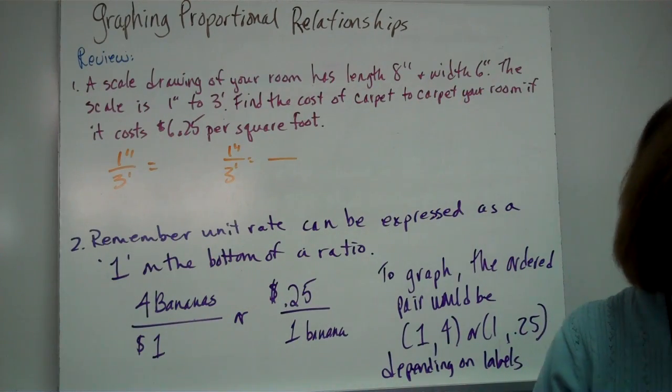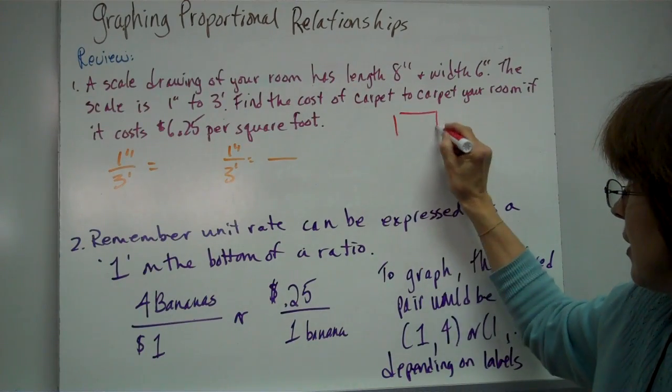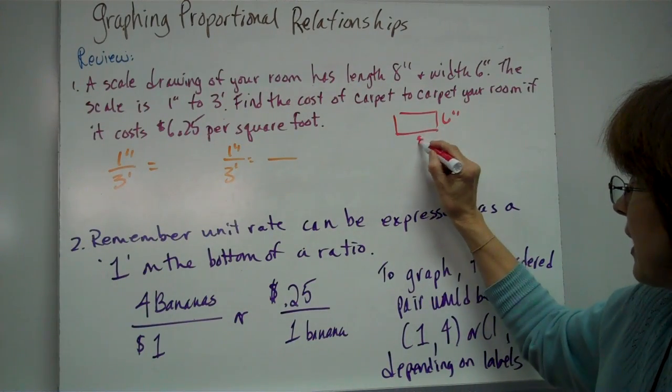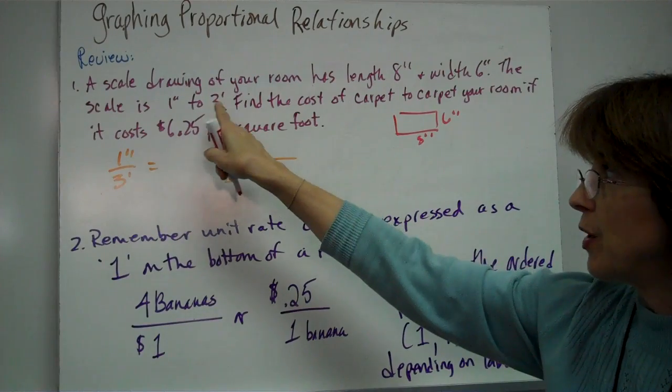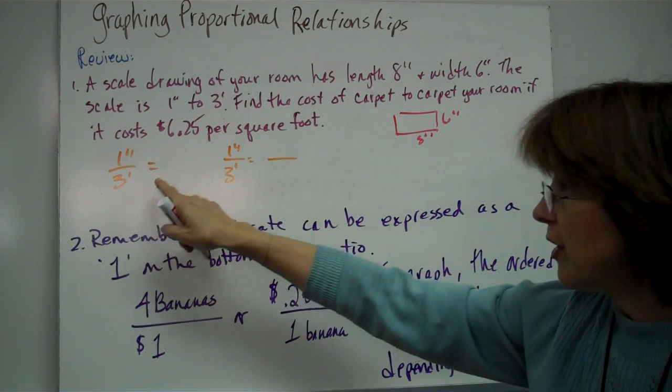So the first thing when you read something like this, you probably want to go ahead and draw a rectangle, because obviously it's a rectangle. Okay, and it's 6 inches to 8 inches. The scale is 1 to 3, so I went ahead and wrote the ratio, 1 inch to 3 feet. Make sure you label. That'll help you.